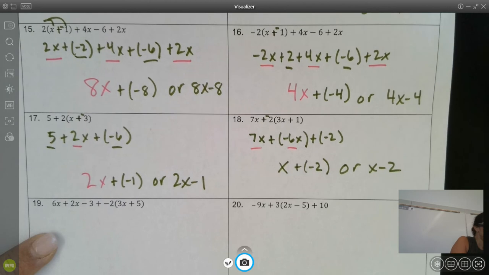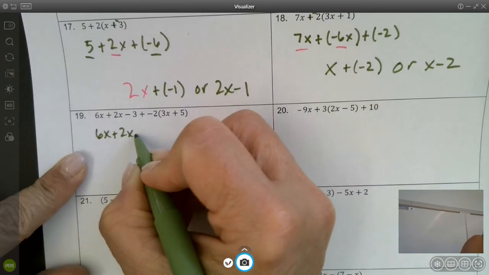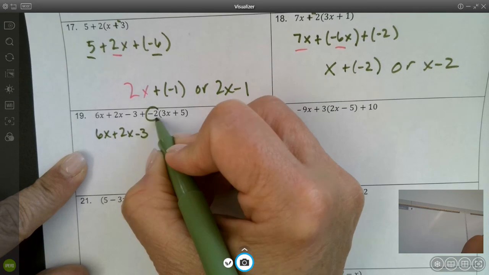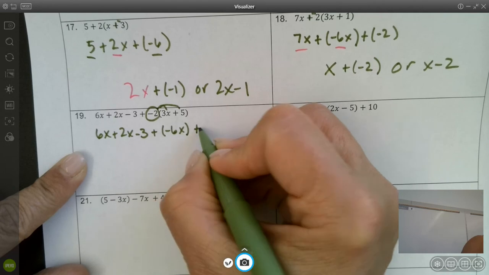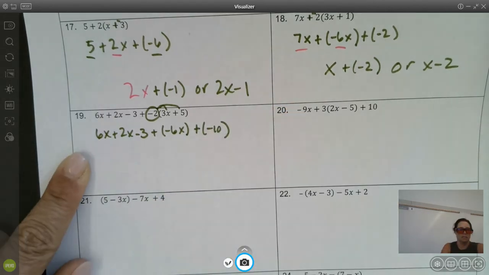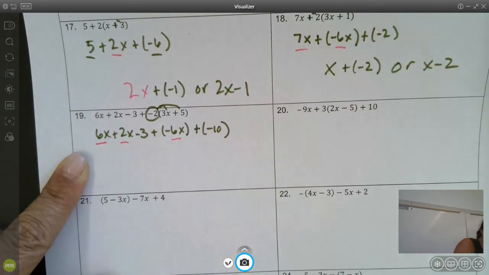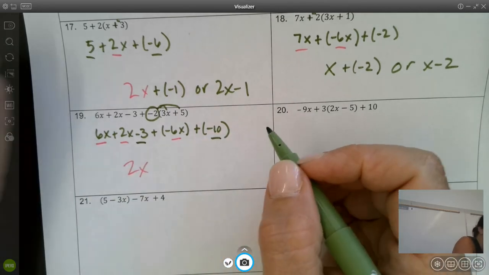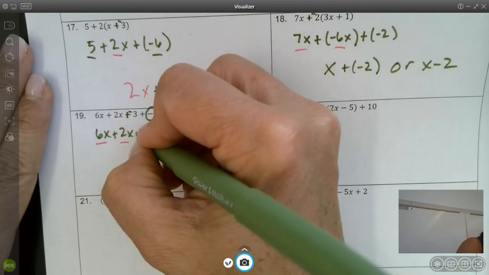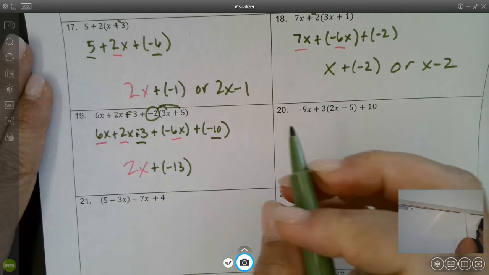This guy. 6x plus 2x minus 3. This negative 2 distributes in. So plus a negative 6x plus a negative 10. Let's underline everything with x's. Boom, boom, boom. That would be 2x. Negative 3, negative 10. Okay, and maybe you want to make this up here into plus a negative. Negative 3 and negative 10. Negative 13.